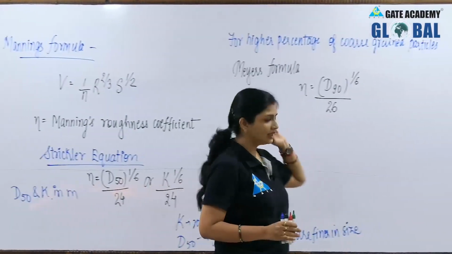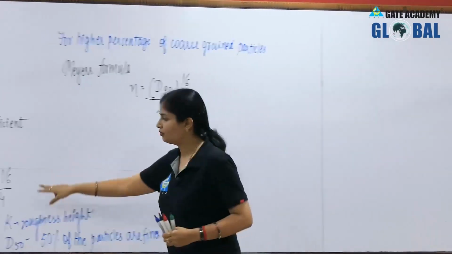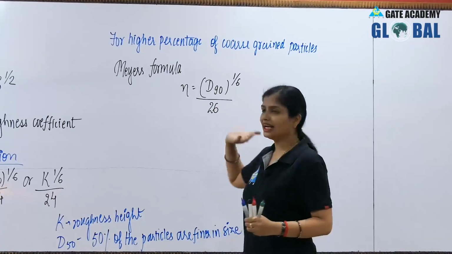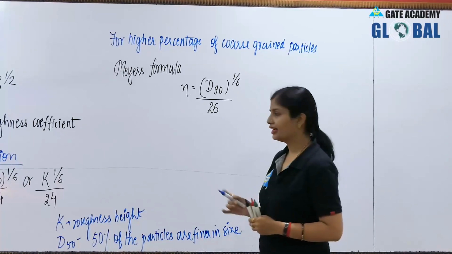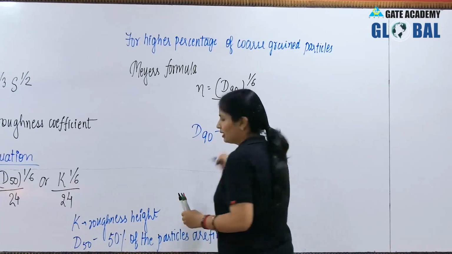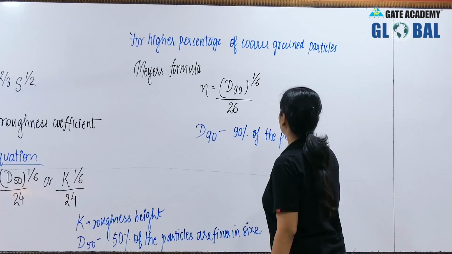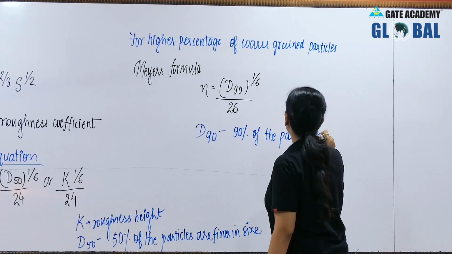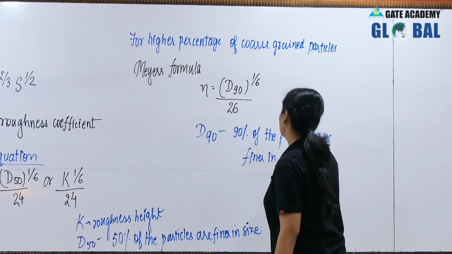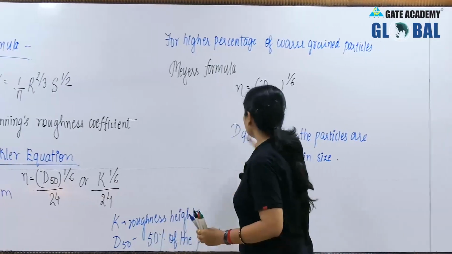Just one thing, there is a difference. Here also D90 will be in meters. Here it was 24, here this is 26. And what is this D90? 90% of the particles are finer in size. So you can write D90 is, or you can say 90% of the material will pass. So 90% of the particles are finer in size. So from here you got this result.